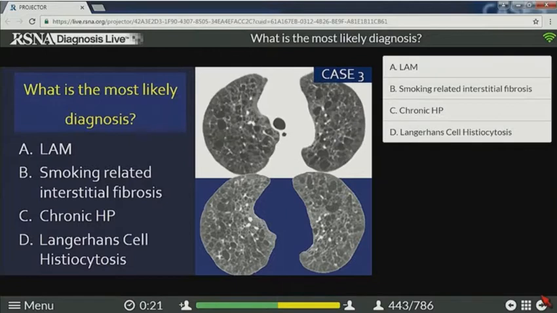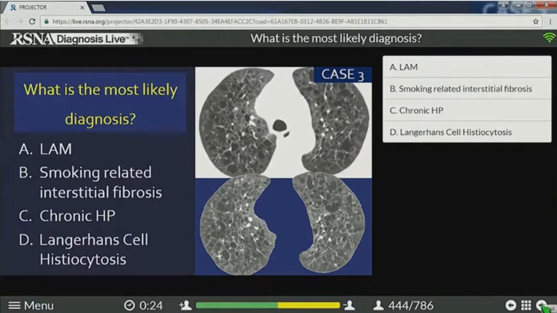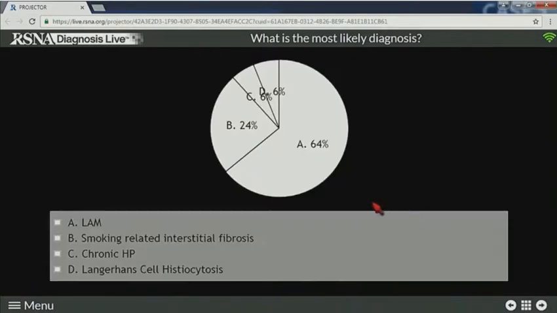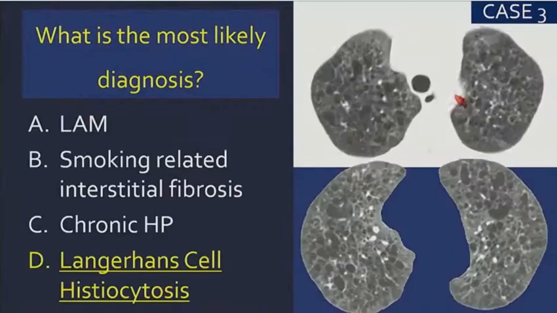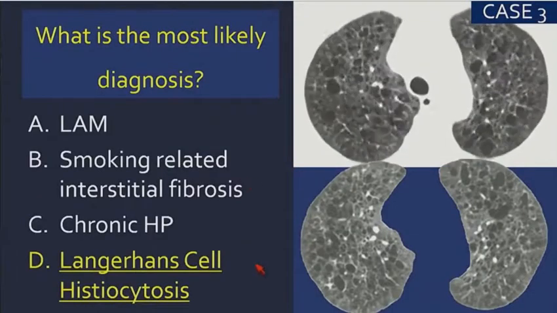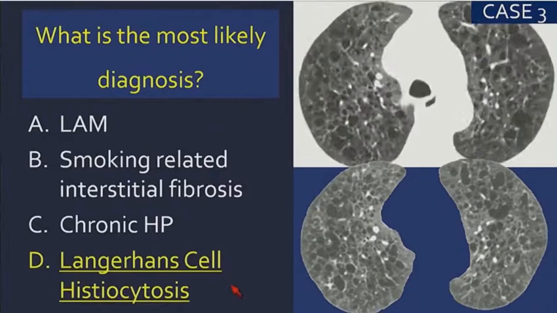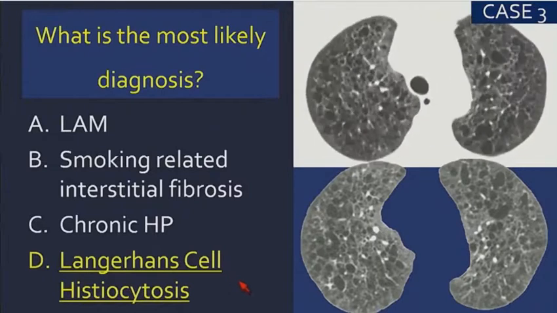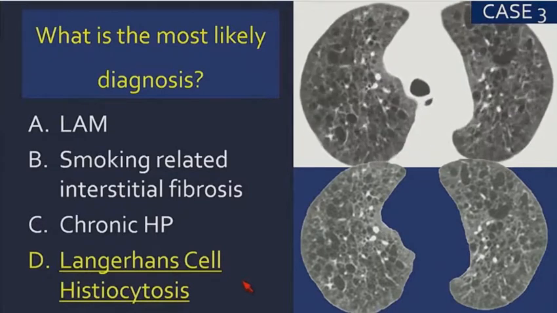We just had a big jump there, so let me go on to the answer here. So let's see what most people thought. Most people thought that it was LAM. Okay, good, because that is absolutely incorrect. So this is a case of Langerhans cell histiocytosis. And the reason, why am I showing 2 cases in a row? Maybe that threw some of you off.